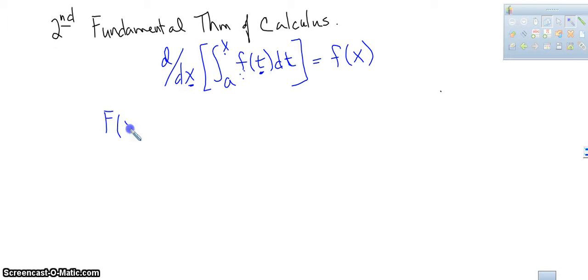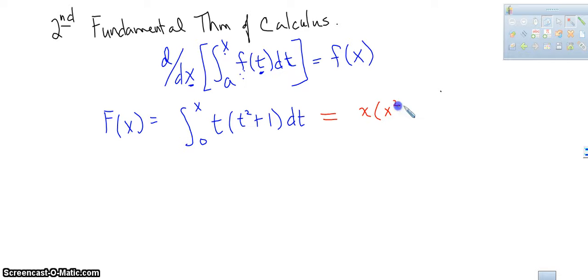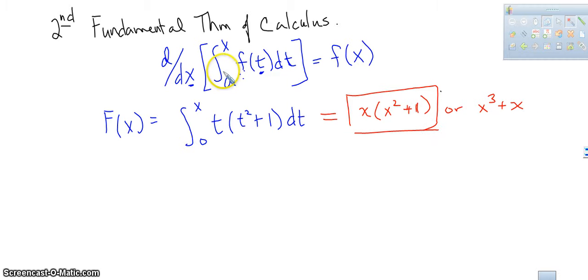Basically, if I tell you that f of x equals the integral between 0 and x of t times t squared plus 1 dt. Well, because of the second fundamental theorem of calculus, I know right away that this is just x times x squared plus 1. Or I guess I could write that as x cubed plus x, however you want to write that. I know the second fundamental theorem guarantees that because that's what it says.